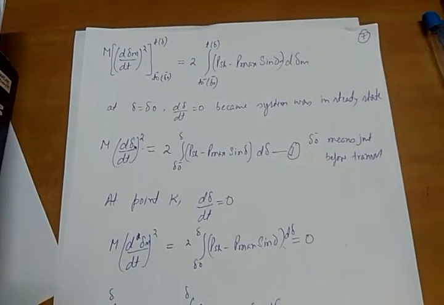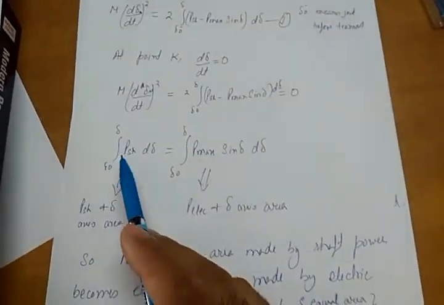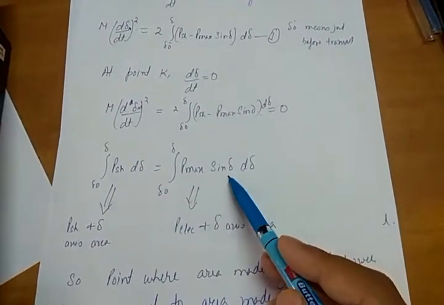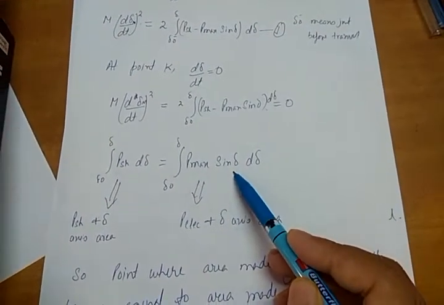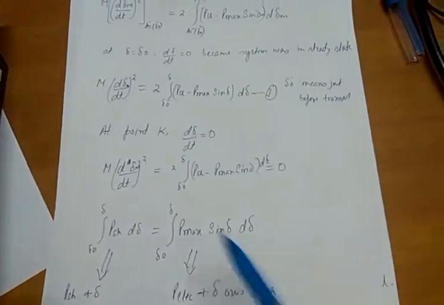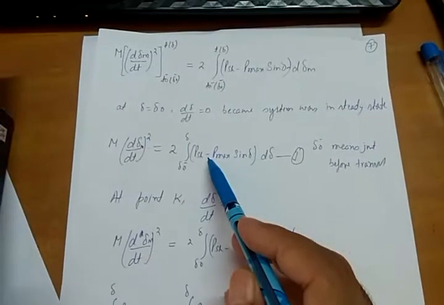So this is the equation where we concluded in the last lecture that the area made by the shaft power should be equal to the area made by the electrical power. Then we say that delta remains constant. It can also be verified here. This is the equation.